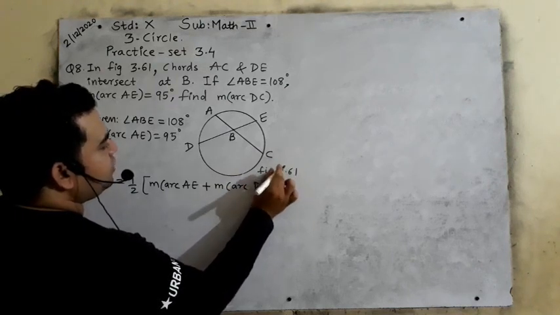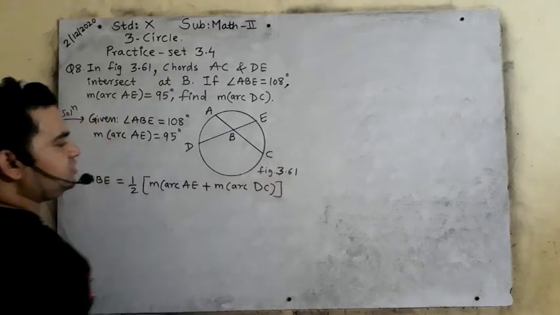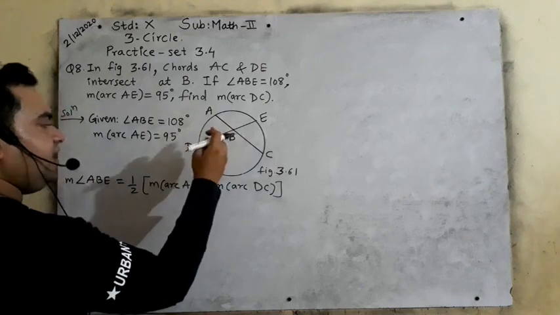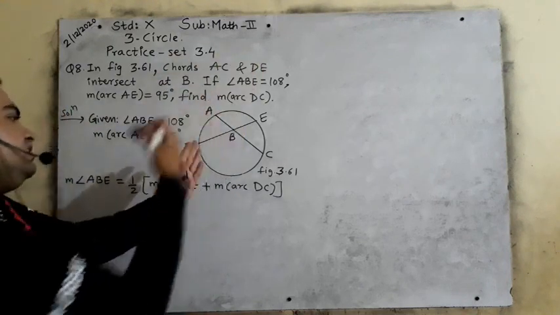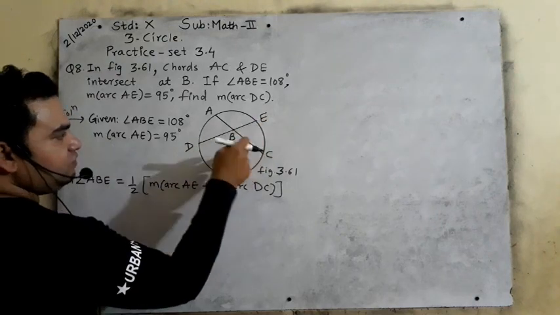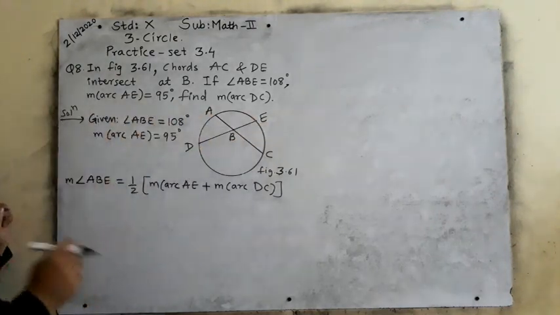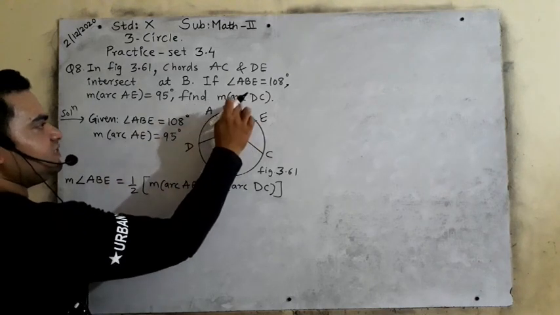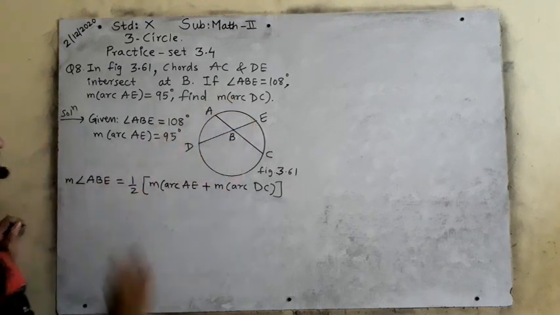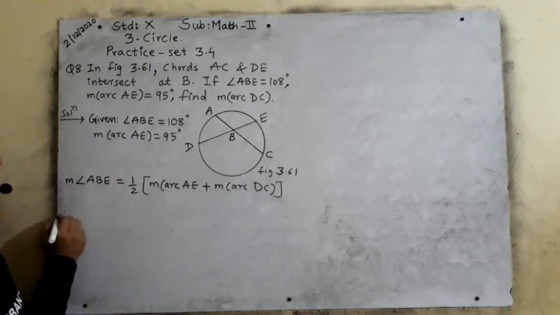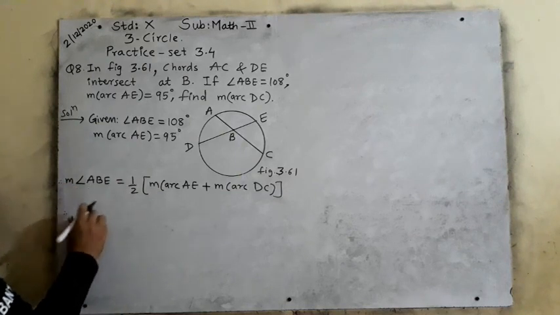This is figure number 3.61. I hope you understood how to solve this kind of question. Whenever the angle is asked, we focus on that angle and the two arcs, in front and in back. If the angle is EBC, we will focus here and here. But in this question we are focusing on angle ABE, the front arc and the back arc. Is it clear? So we will do the addition over here.